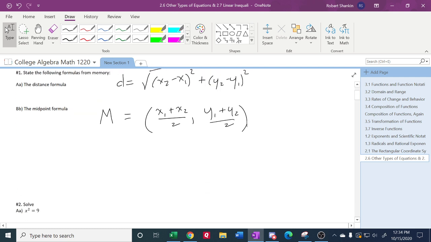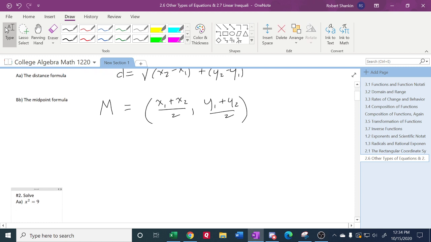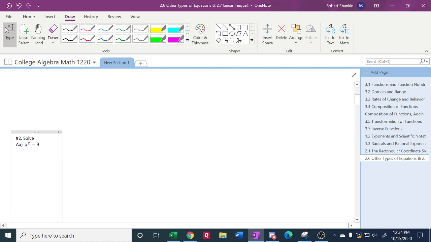All right. Let's go one at a time through these. 2a, solve. X squared equals 9.